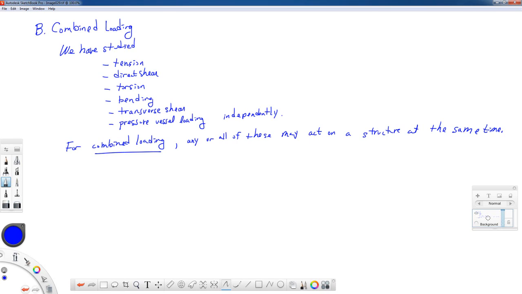So long as our system stays linear, and for us in our class that means so long as the material stays linear elastic, the stresses at any one point from each type of loading can be added together, superimposed on a stress state. This whole process is called superposition. So let's write a little bit of that down.